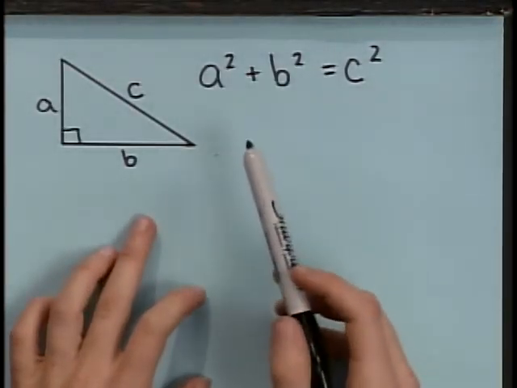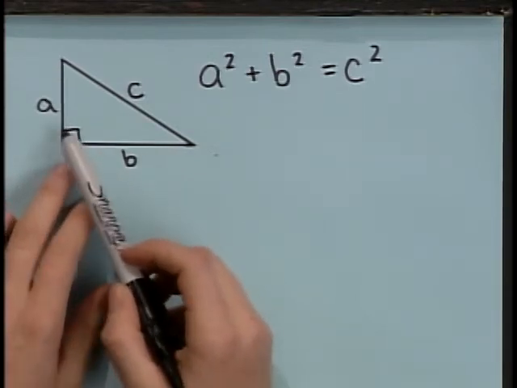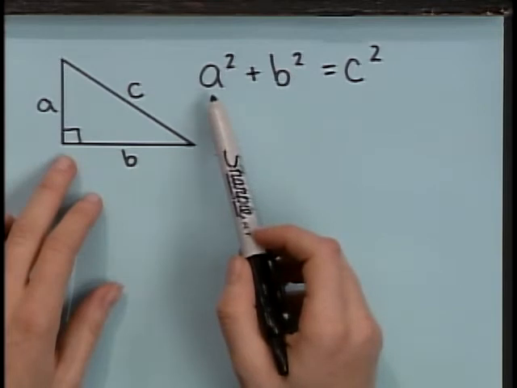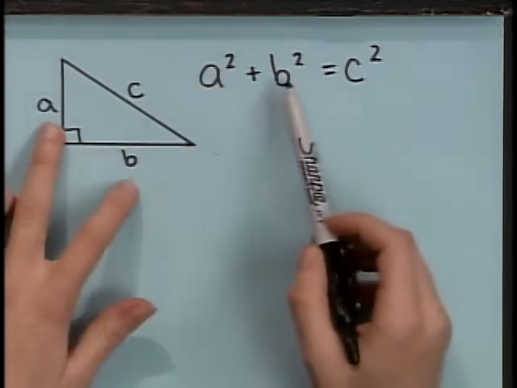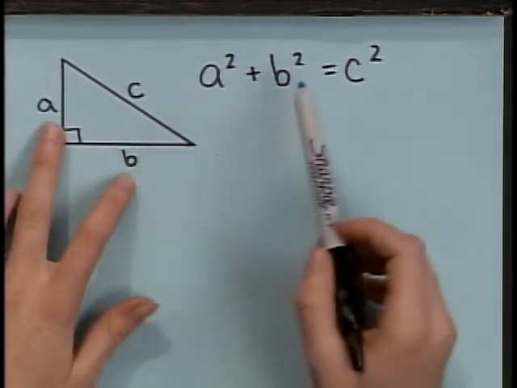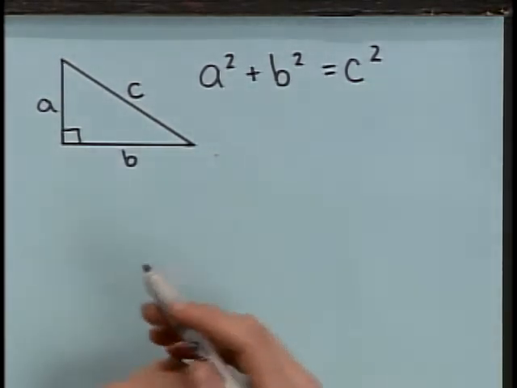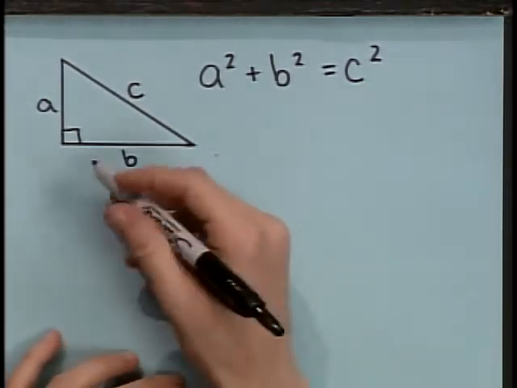The Pythagorean theorem deals with right triangles, triangles that have a 90-degree angle in them. And it states that the leg squared plus the other leg squared is going to be equal to the hypotenuse squared. So let's look at a sample problem where we use this.